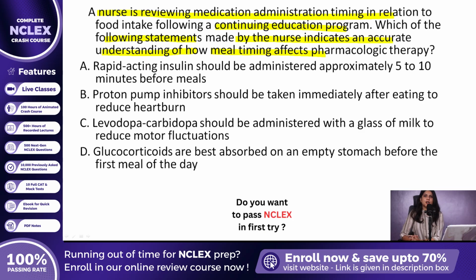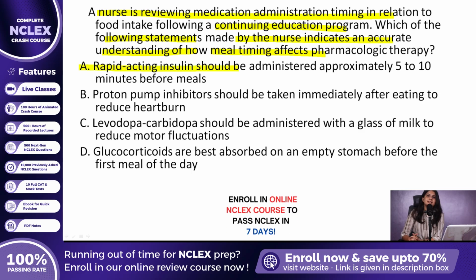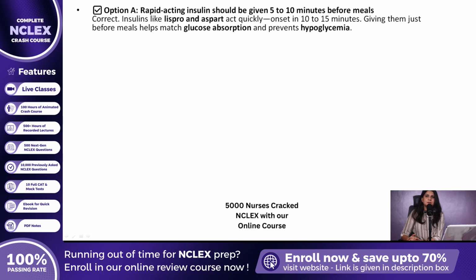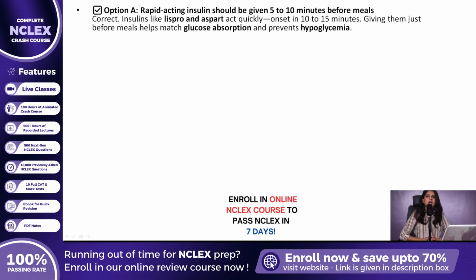The correct answer is Option A. Rapid-acting insulin should be administered approximately 5 to 10 minutes before meals. This is because medications like insulin lispro, aspart, or glulisine have an onset of action within 10 to 15 minutes, and administering them just before a meal aligns insulin activity with the post-meal glucose spike. This helps prevent both hyperglycemia and hypoglycemia.